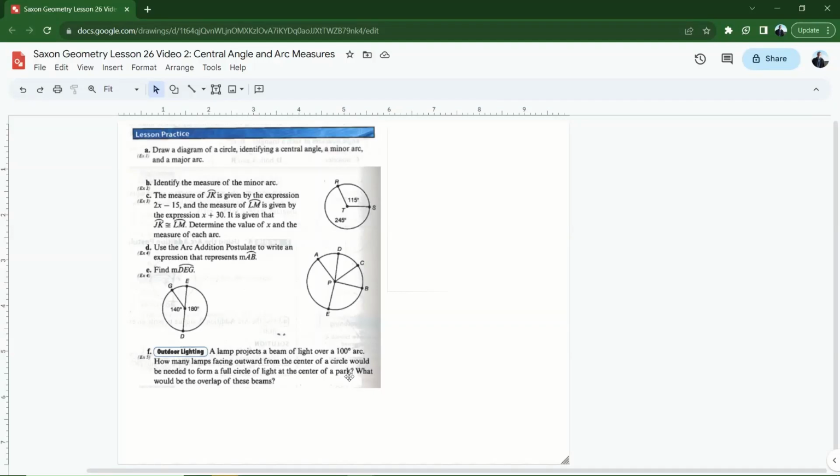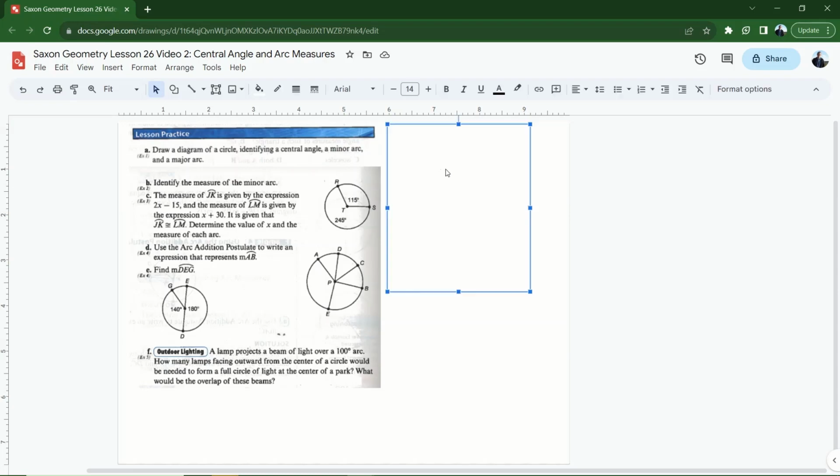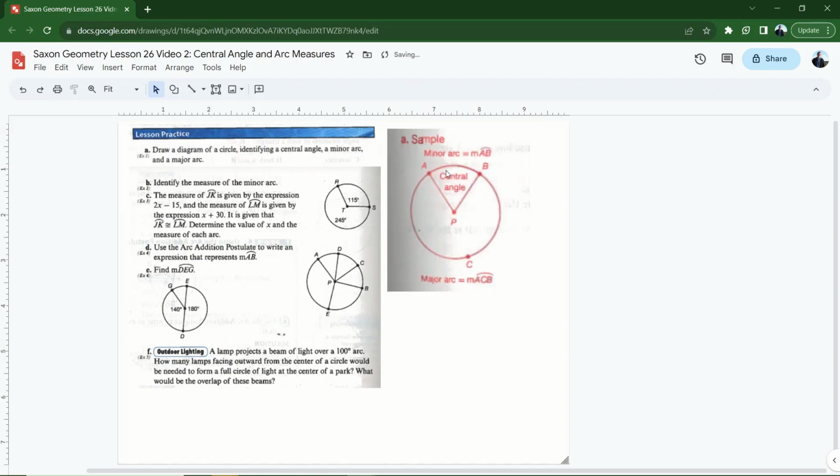It's time to dive into the lesson practice. Let's get started. First thing we're going to need to do is draw a diagram of a circle, identifying a central angle, a minor arc, and a major arc. Now I can do that all in one diagram because any minor arc is going to have an associated major arc, or even better, any major arc is going to have an associated minor arc on the other side of the circle. Here's what this is going to look like.